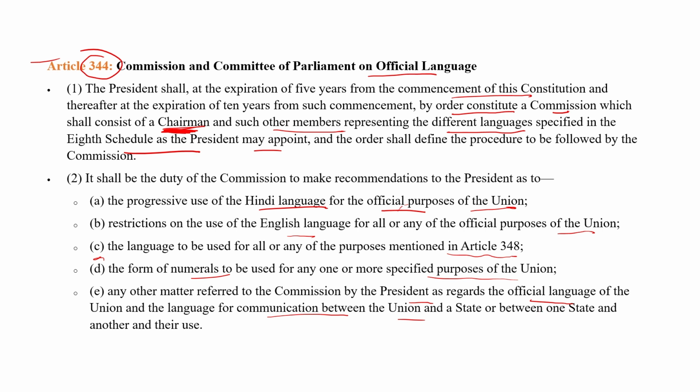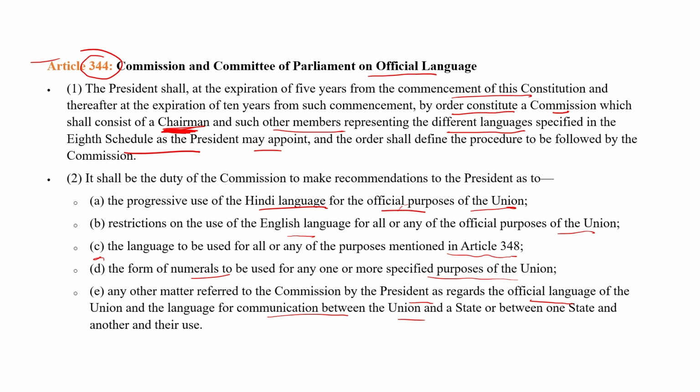So simply, Article 344 explains that Parliament or the President can, by order, constitute a commission. The commission consists of a chairman and some other members who represent the different languages mentioned in the 8th Schedule. The major purpose of the commission is to spread the use of the Hindi language as the official language of the Union, and also to restrict the use of the English language for the Union.